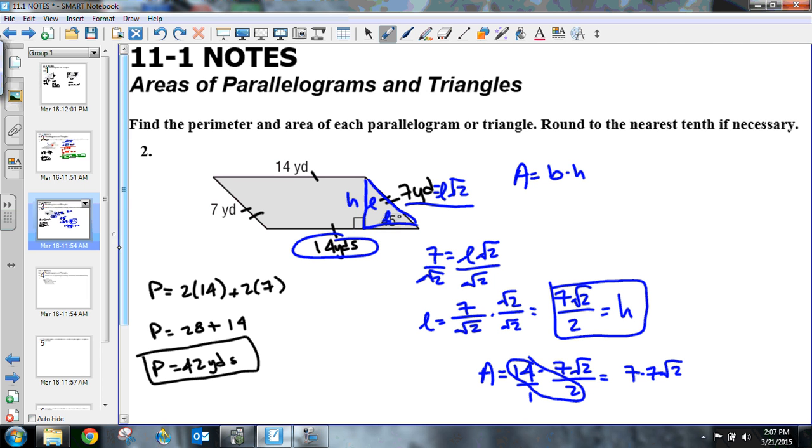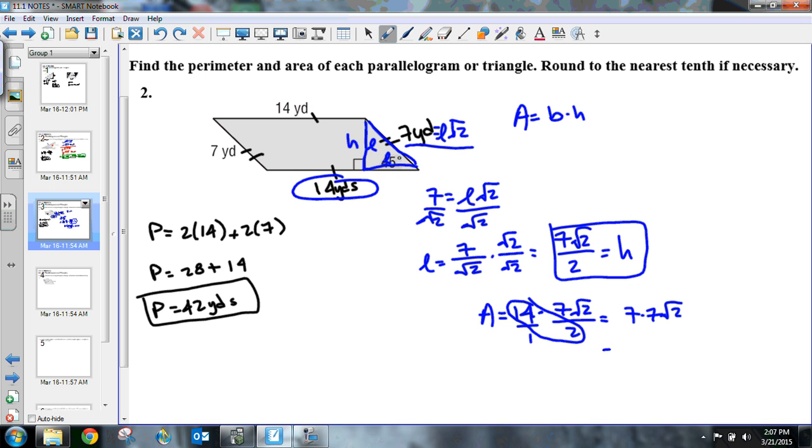Okay? And so when I do that, I end up getting that my area is 49 times the square root of 2. Okay? And so if I plug that into the calculator, I get an approximation of 64.3 yards squared, and that's my area.